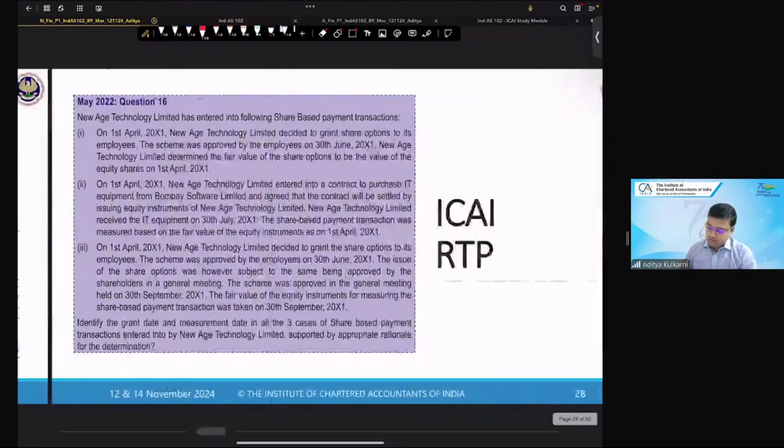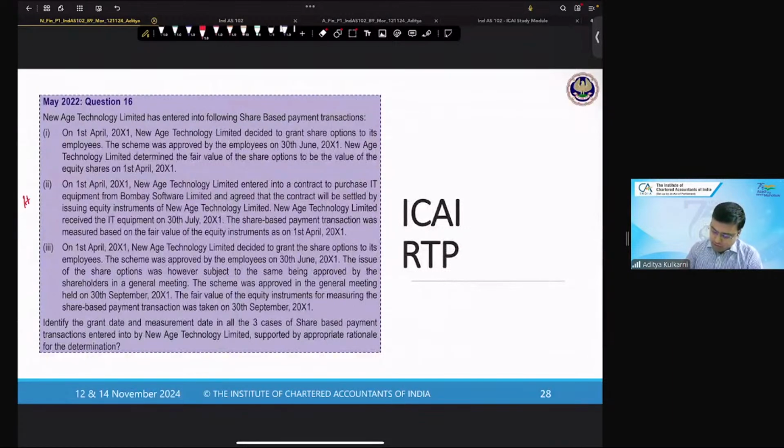So measurement date. You can go through this RTP question for homework. It's just on identifying the grant date and the measurement date.